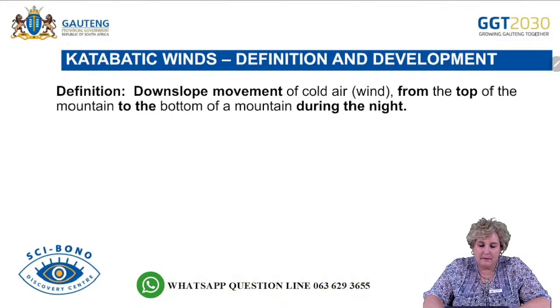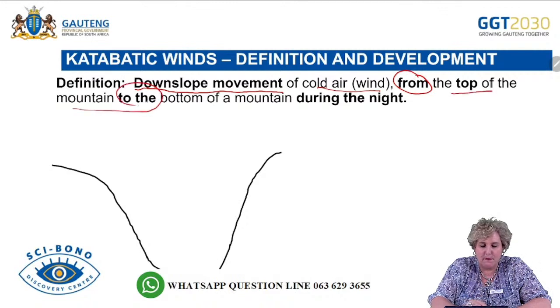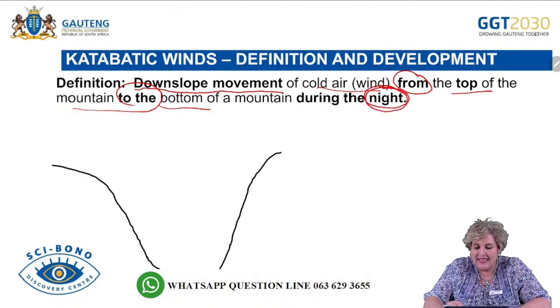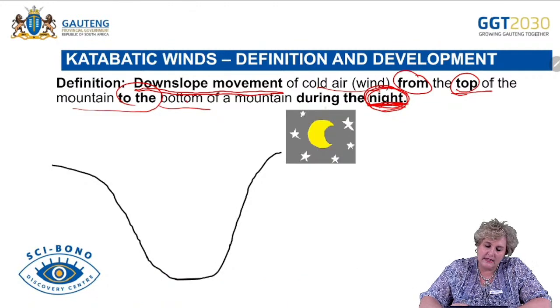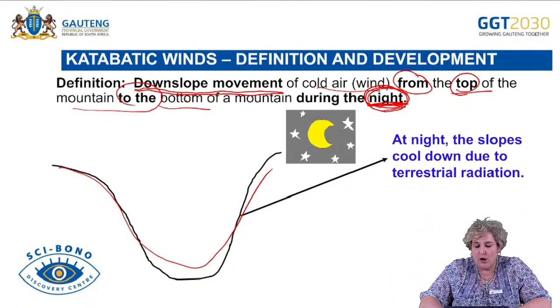Okay. A katabatic wind. It's a downslope wind, cold air from the top of the mountain to the bottom of the mountain, and a katabatic wind occurs during the night. It's a downslope movement of air, from the top of the mountain to the bottom. So this one is going down and it takes place during the night. Okay, there's my valley and there's the moon and the stars to tell you it is night. At night the slopes cool down due to terrestrial radiation.